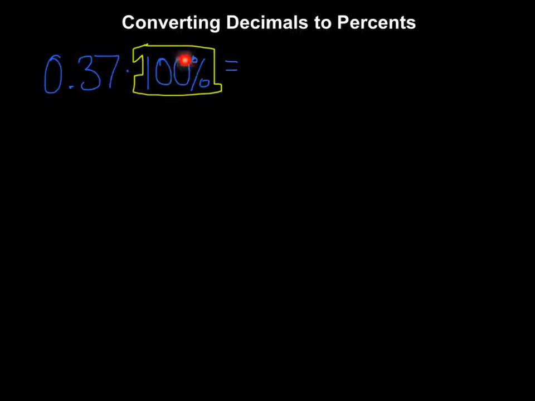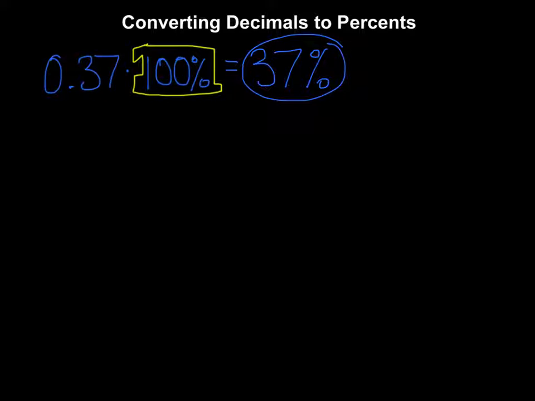Well, when we multiply by 100, the decimal is just going to move 2 times to make the number bigger. So 2 times because there are 2 zeros, and bigger because it's multiplication. So if I take the decimal, move it once, and then move it twice, then my number will be 37, and a percent sign will tag along to the answer, 37%.